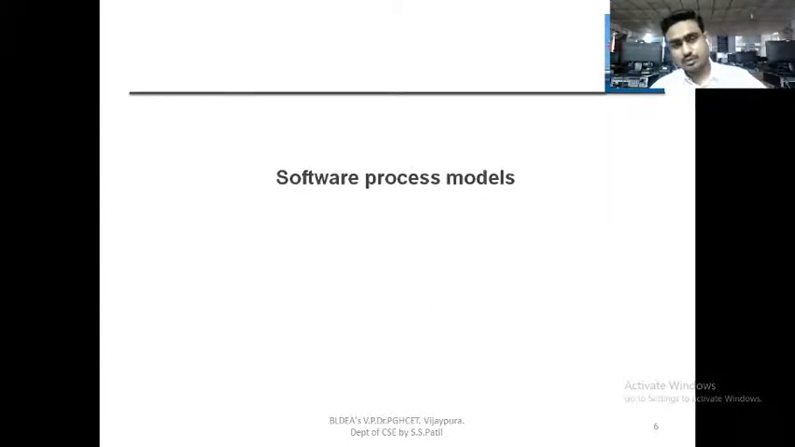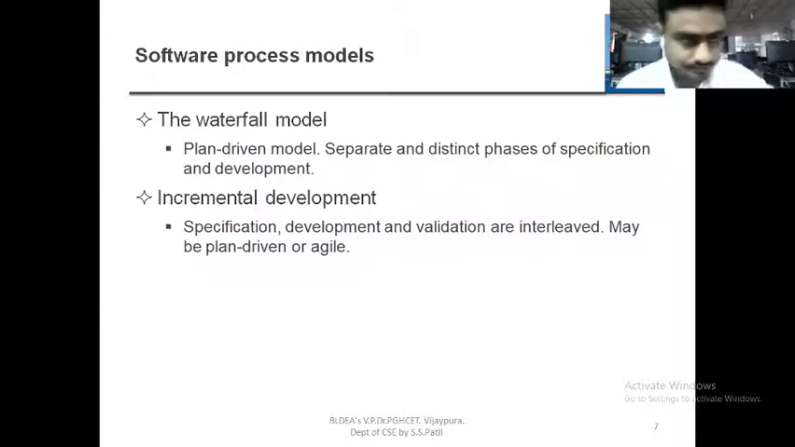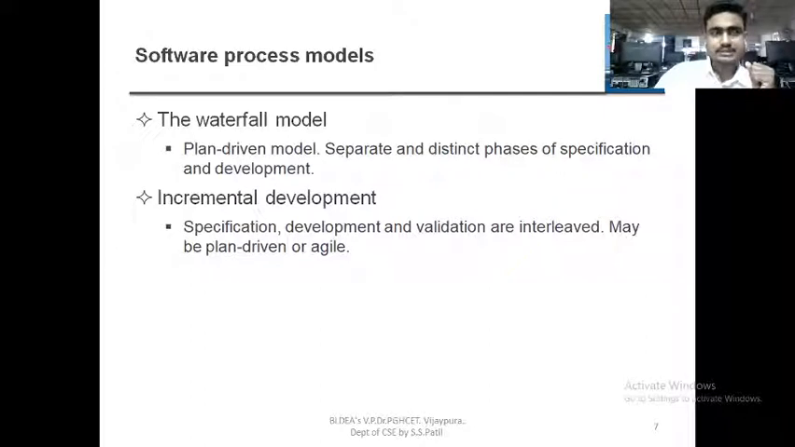Next we are going for one of the important topics, that is software process models. Okay, this is a very important topic. Please concentrate here. There are a total of three process models. One is the waterfall model, next is the incremental model, and another is the spiral model. So the waterfall model comes under the plan-driven model. Separate and distinct phases of specification and development are there.